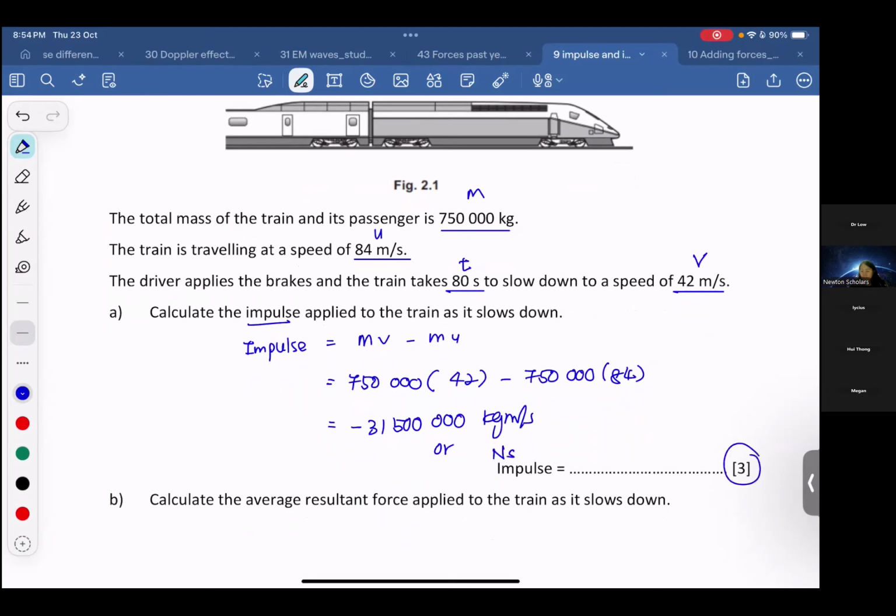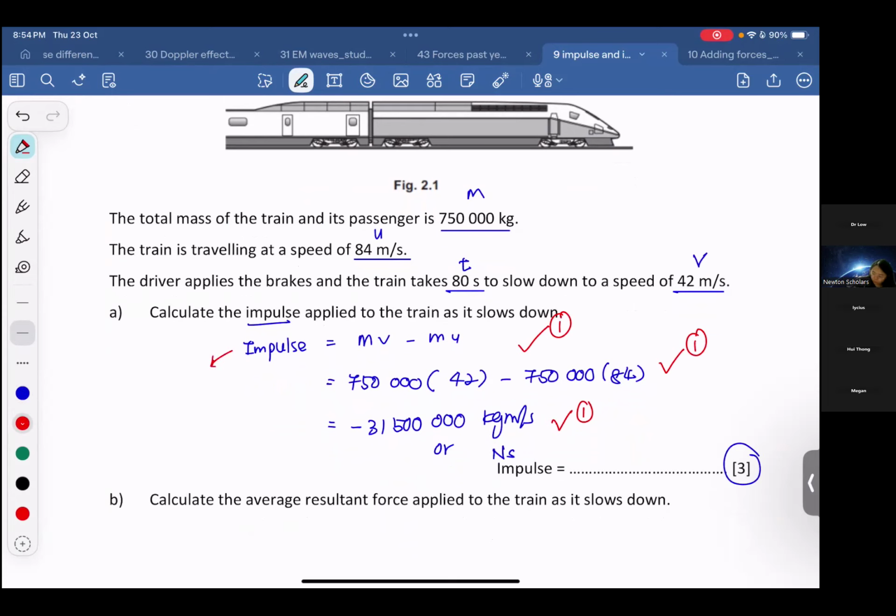Okay, so 3 marks, dear. Formula 1 mark. Substitution 1 mark. Final answer with unit 1 mark. Do not skip any step. Don't need to divide by 80. No need, because this is impulse, dear.